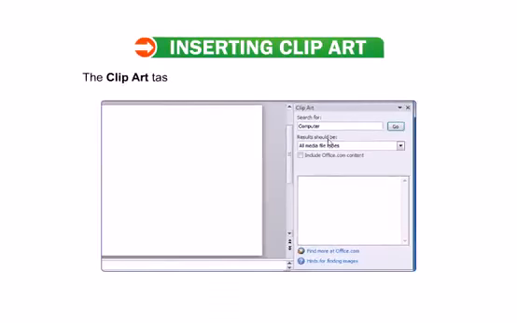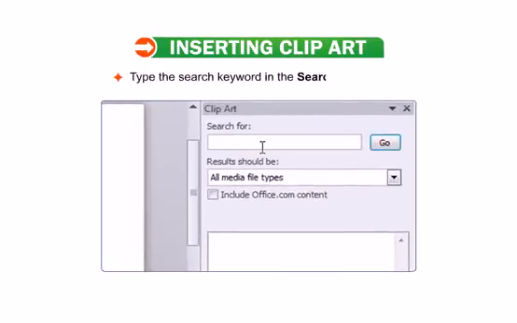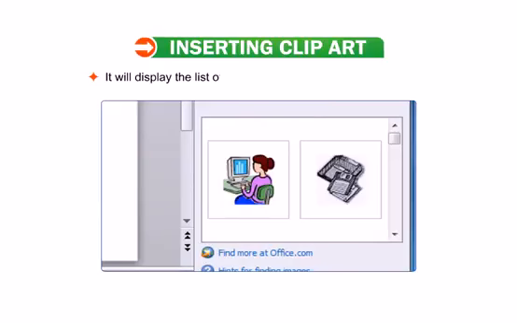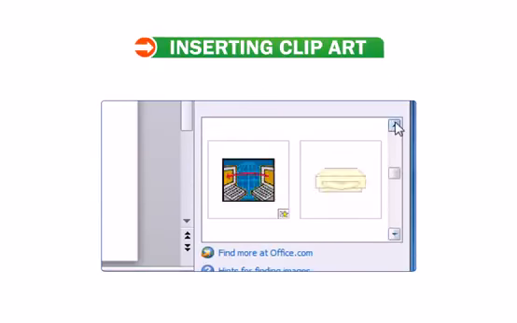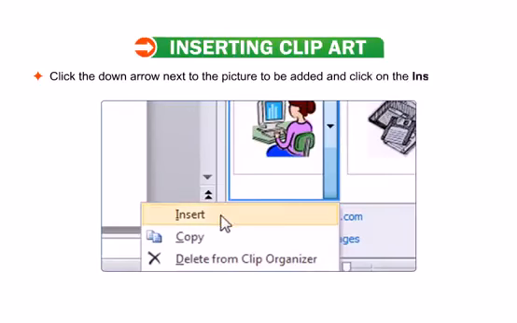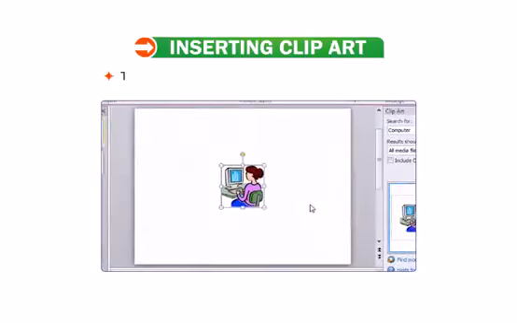The Clip Art task pane is displayed on the right side of the window. Type the search keyword in the Search for text box. For example, type computer in the Search for text box and click on the Go button. It will display the list of clip art images related to computer. Click the down arrow next to the picture to be added and click on the Insert button. The selected clip art is inserted in the center of the slide.